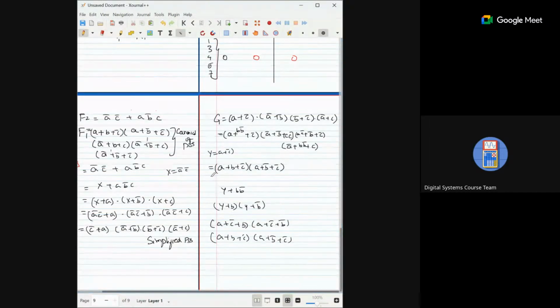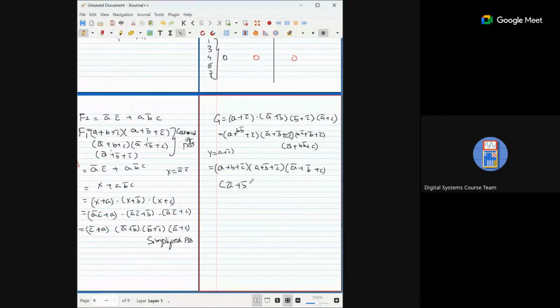Shall I erase this part? I'm just deleting this one. I'm continuing it with a complete expression. This gives A bar plus B plus C. I think it was B bar. Then A bar plus B bar plus C bar. Then A plus B bar plus C bar. Then A bar plus B bar plus C bar. And the last one gives A bar plus B plus C bar, A bar plus B plus C, times A bar plus B bar plus C.